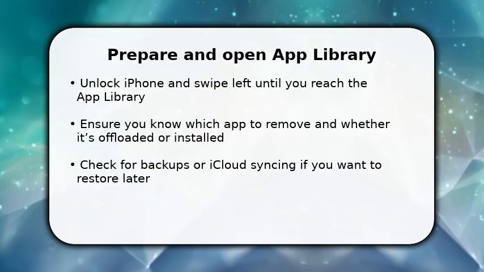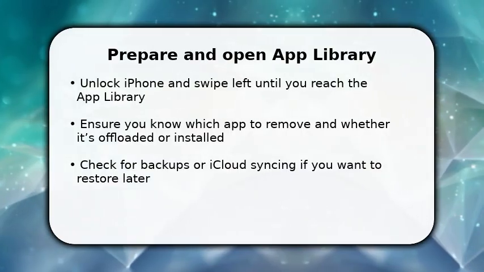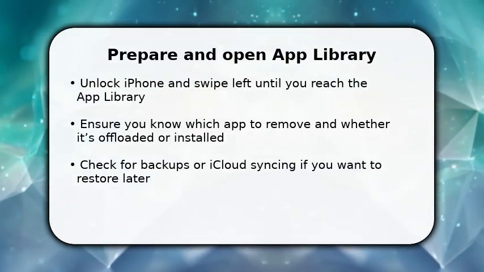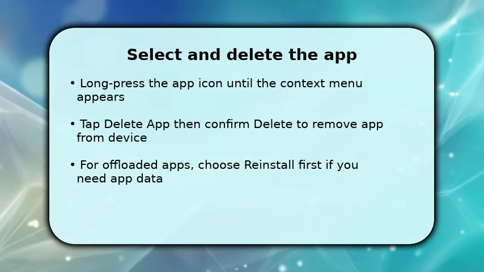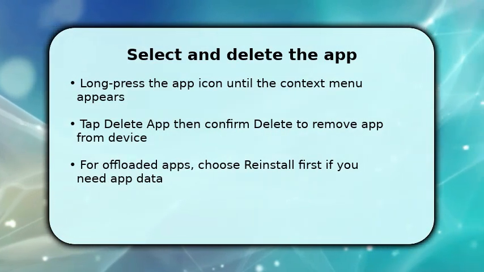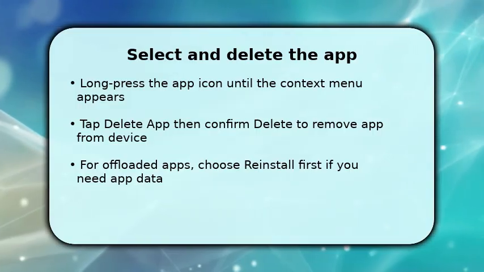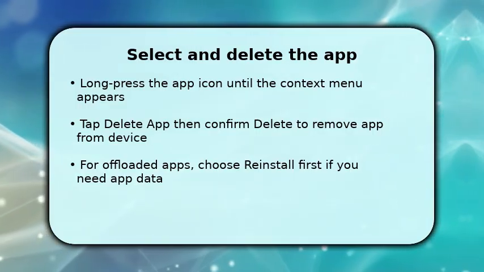Now get ready to tap and hold the app icon to reveal options. You'll long press the app icon to open the contextual menu. This is where the delete action lives. Once you see Delete App, tap it, then confirm Delete in the prompt. This removes the app from your device and app library listing.